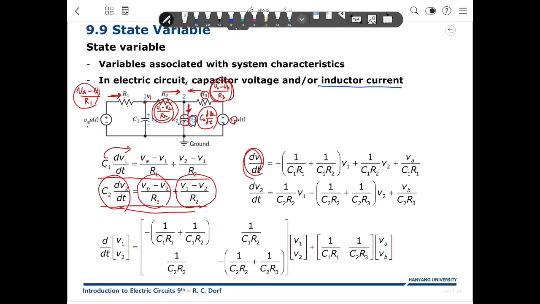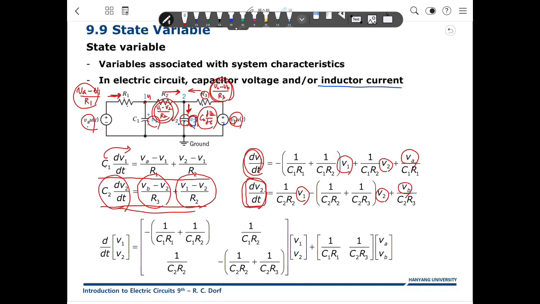What are the system variables? We choose the system variables to be V1 and V2. So it is a function of V1 and V2, and the source is VA. The same way, we can write dV2/dt, the derivative of the state variable. It's a function of the other state variable, V1 and V2, and the input variable is VB.